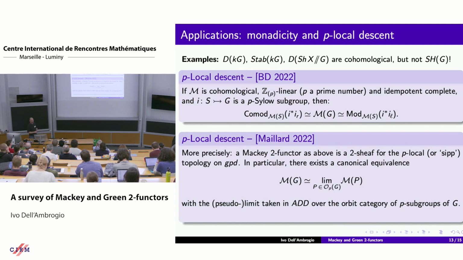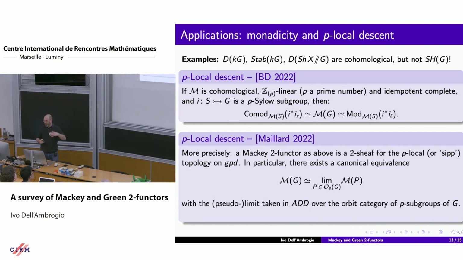So can you reinterpret this in a more useful way? Yes. So my student, Jun Maillard, looked at that a bit closely, and he can say that, in fact, a Mackey functor, as above, with this hypothesis, is in fact a 2-sheaf. So I would say a stack, but it's not a stack of groupoids, it's a stack of additive categories. So it's essentially the same thing. So a 2-sheaf for a certain p-local Grothendieck topology on groupoids, or maybe groupoids F, I should say. This was called before by Paul Balmer the SIP topology, so subgroup index prime to p. That gives you the coverings.